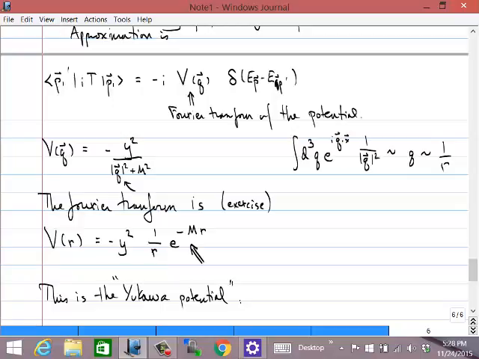It's the analog of the Coulomb potential. But whereas the Coulomb potential is the potential that arises when particles interact through the exchange of a massless photon, the Yukawa potential is the potential that arises when particles interact through the exchange of a massive scalar particle. And the mass of the particle determines the scale of this exponential cutoff.